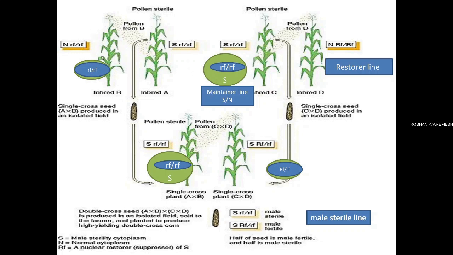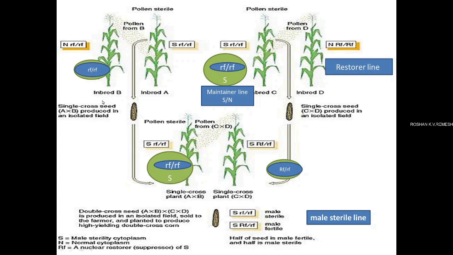So the B line has normal cytoplasm, but both nuclear RF alleles are recessive. And the A line has sterile cytoplasm, but both of its RF alleles are homozygous recessive, and this is also the same with the C plant line. And about the D line, it has normal cytoplasm, but both of its restorer genes are dominant.